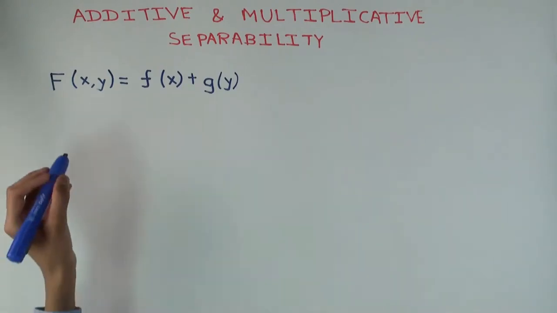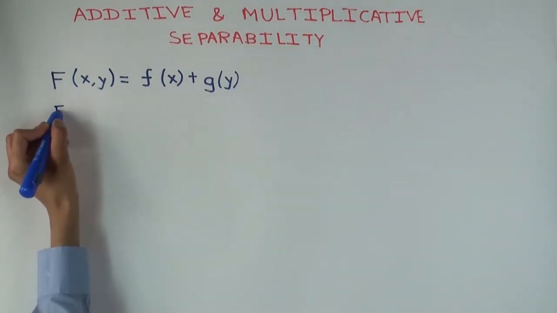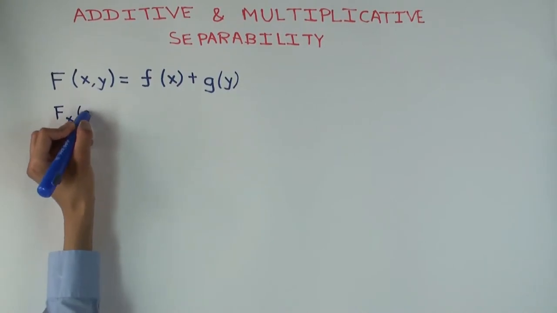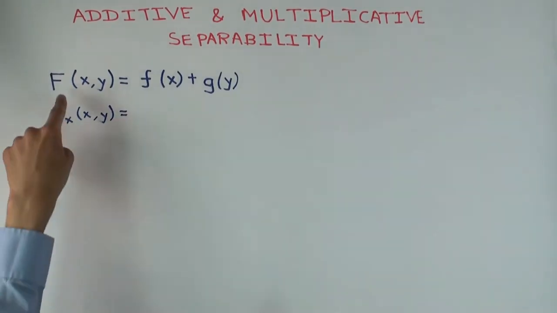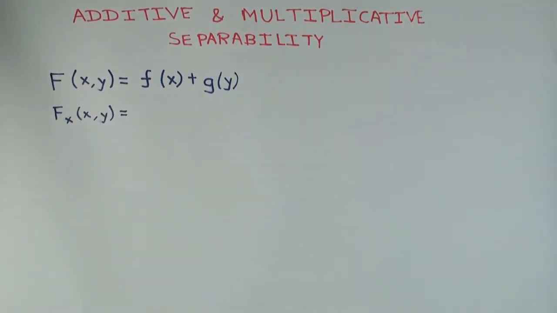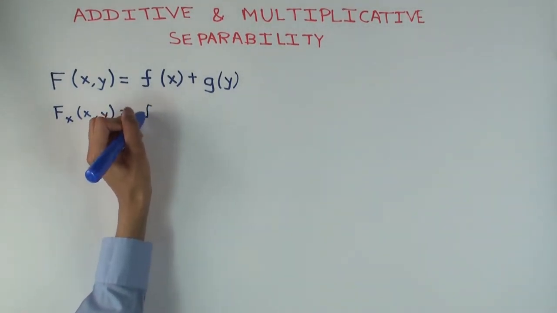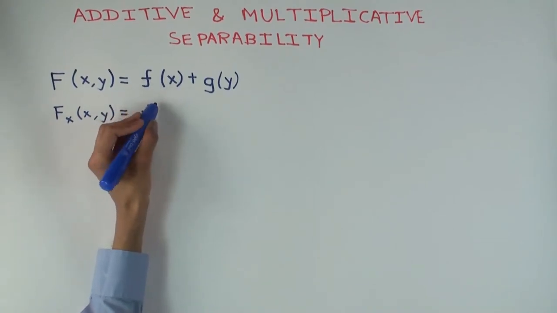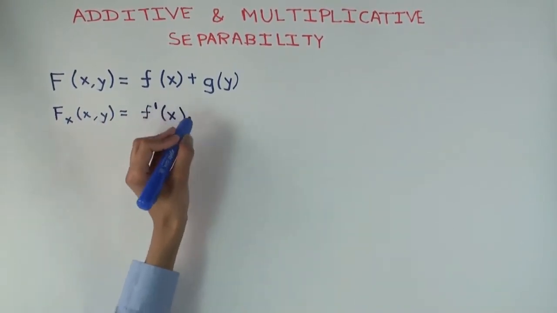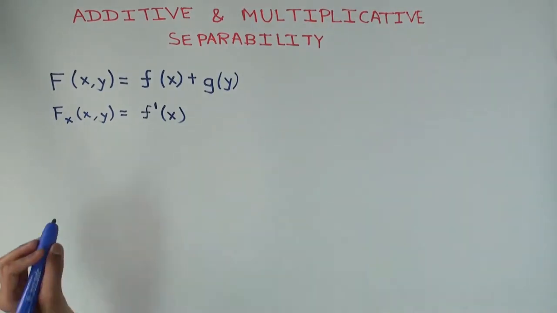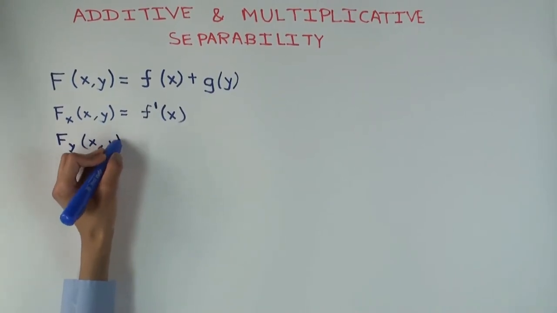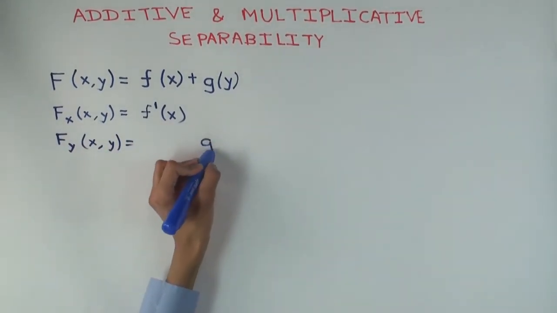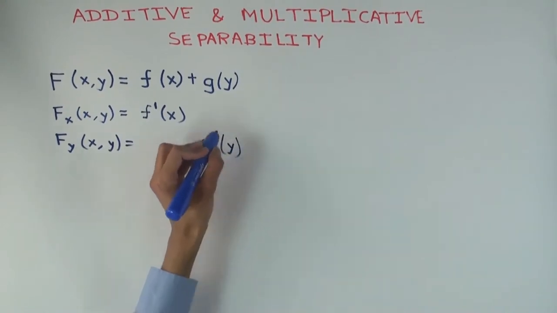Okay, so I'm just going to try to compute the partial derivatives. What is F sub x of x comma y? What is the partial derivative of this function with respect to x? It would just be the derivative of f with respect to x, so that's just f prime of x, plus the derivative of g of y with respect to x, which is 0. F sub y of x, y? G prime of y.